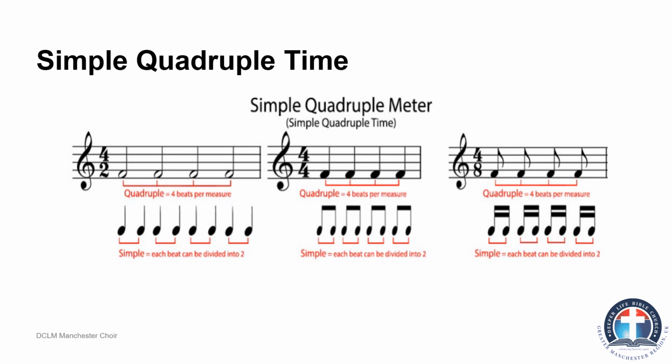So simple quadruple time, we're in order. The next is 4/4 time, 4 crochet beats in a bar. Again, it's simple because if you divide a crochet into 2, you get 2 quavers. Second crochet, 2 quavers. Third crochet, 2 quavers. Fourth crochet, 2 quavers. All divisible into 2. It's quadruple because there are 4 of them occurring in a bar. So 4 crochet beats in a bar, simple quadruple time. And the same applies to 4/8. You can divide a quaver into 2 to get semiquavers, and it's quadruple because there are 4 of those quavers occurring in a bar.